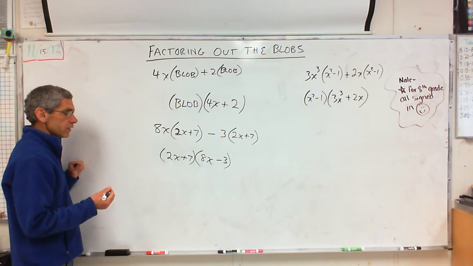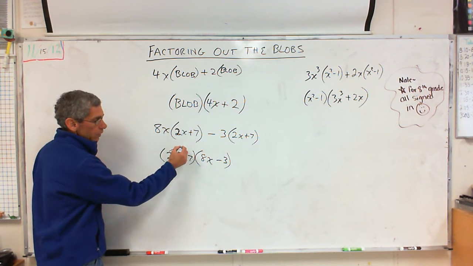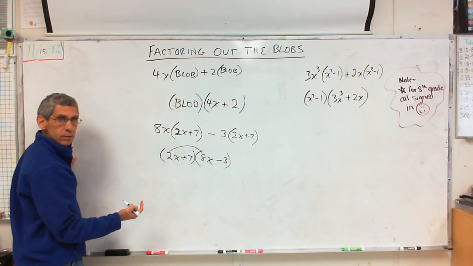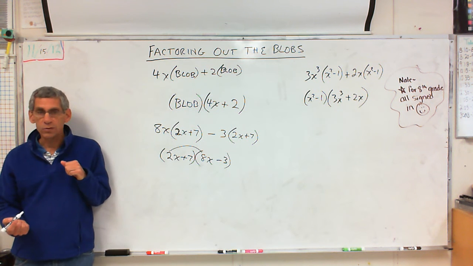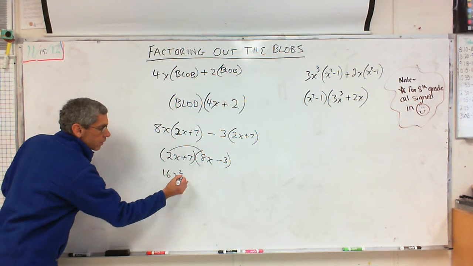For example, let's do it. We'll just FOIL it. So what would 2x times 8x be? 10x. No, 16x squared, right? So 16x squared.